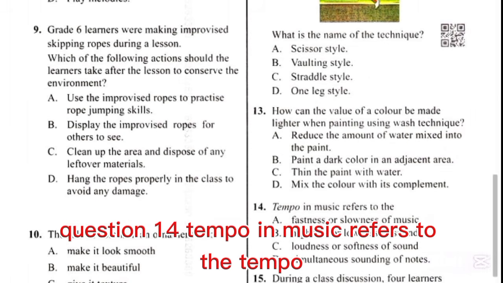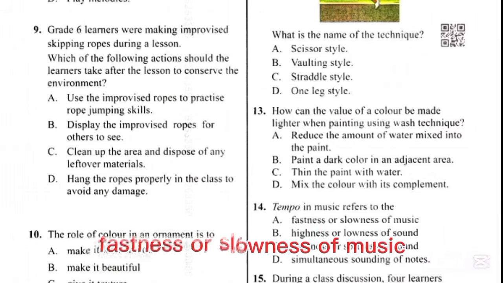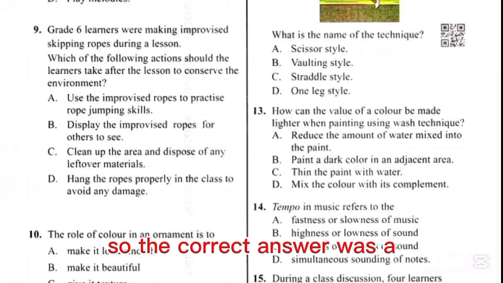Question 14. Tempo in music refers to the tempo. So tempo in music is the fastness or slowness of music. Fastness or slowness of music. So the correct answer was A.